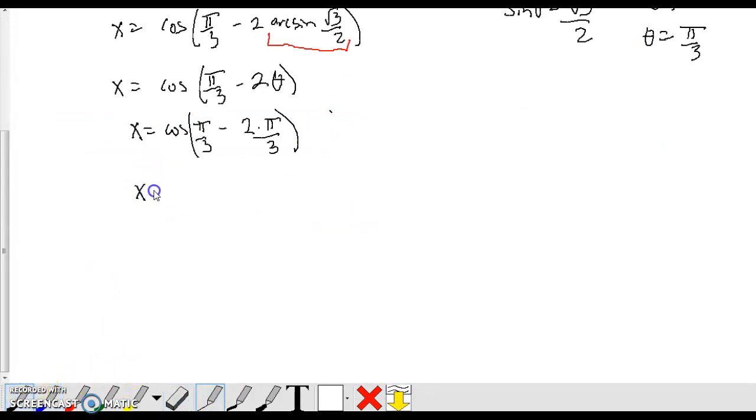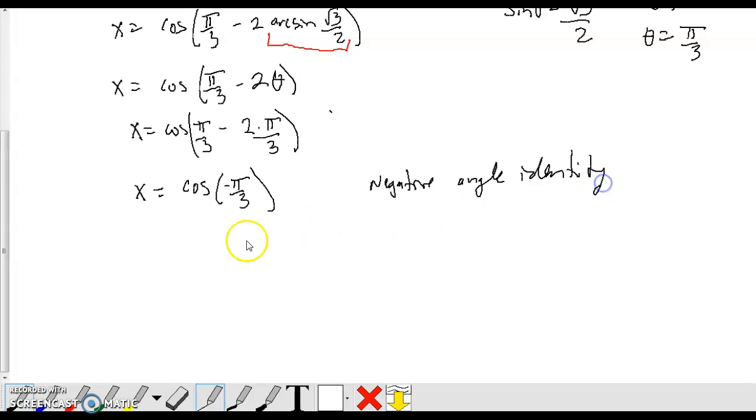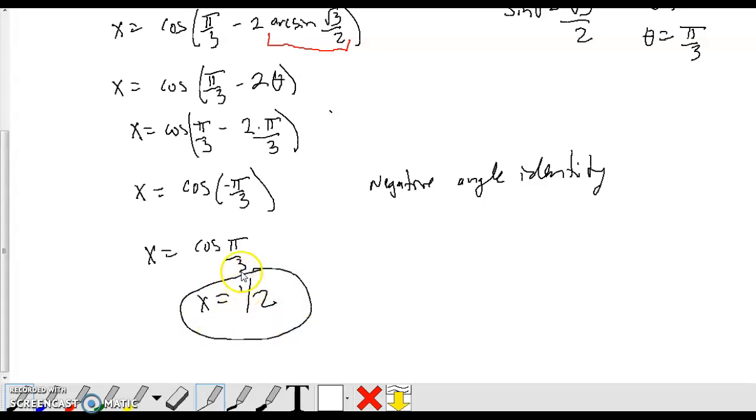So we're going to say x is equal to cosine of negative pi over 3 using our negative angle identity. If we use that same one, this would be the same thing as just the cosine of pi over 3, which gives us 1/2 as our answer. Okay.